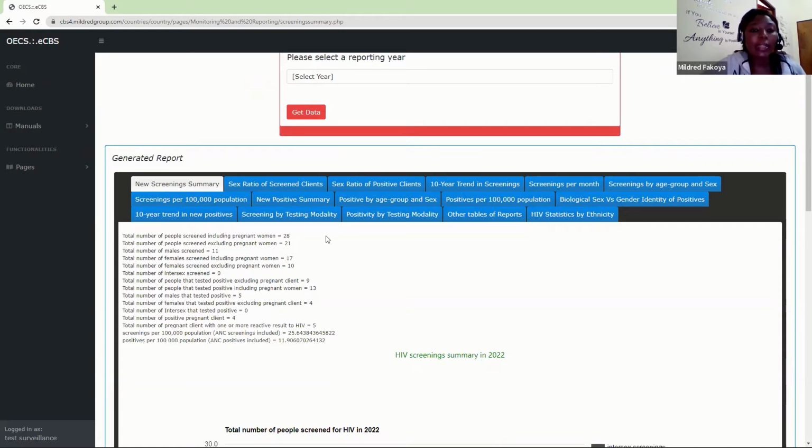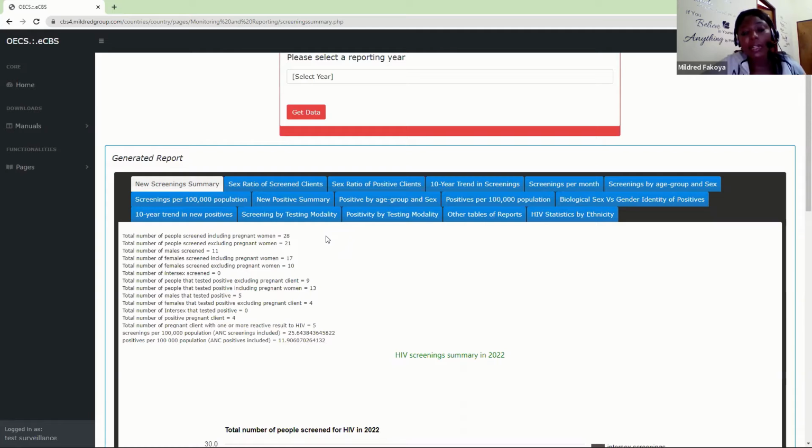So if you want to get data, the system does not save the state of the record. It calculates it when you ask it to calculate it. So when I select the reporting year, the system automatically generates the data for that year. So every time you generate a data, the figures change based on the change in the composition of the data you have on the system.